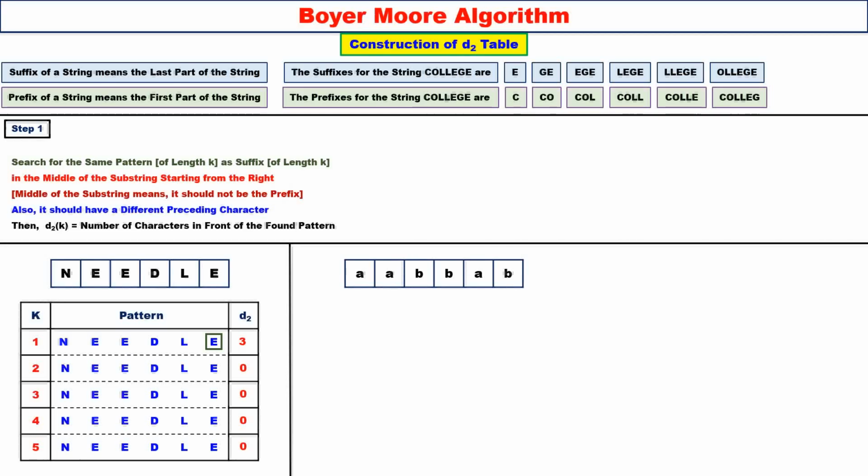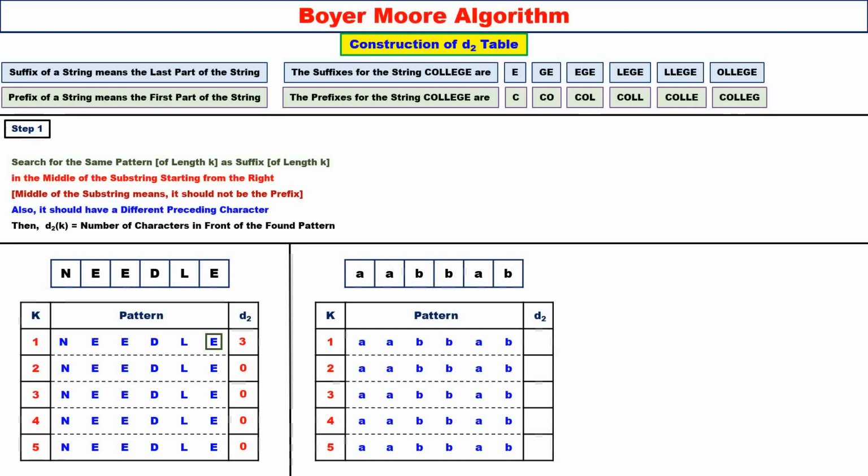AA, BB, AB. And the length is 6. Therefore, we are considering K from 1 to 5. And the D2 value should be initialized to 0. Yes, it is initialized to 0. First, we will consider B. Now, B should be searched from the right, Urdu style. Just see. Yes, the first B is found here.